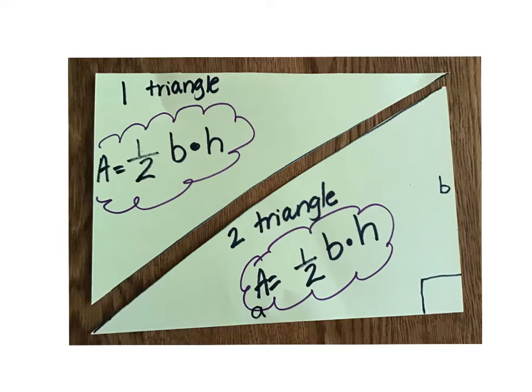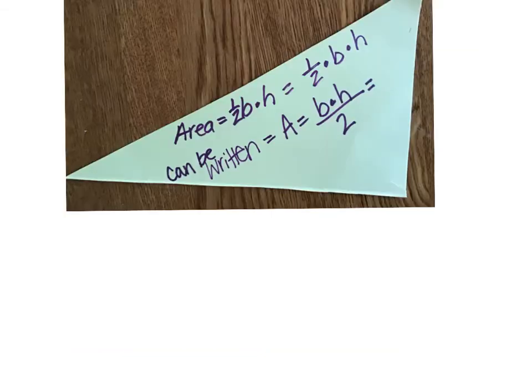And the other triangle is the same thing because it's a right angle triangle, half times base times height. That's your formula for finding the area of a triangle, because a triangle is the half of a rectangle. So remember, when you are finding the area of a triangle, you are taking half of a rectangle and you're still multiplying it by base times height.